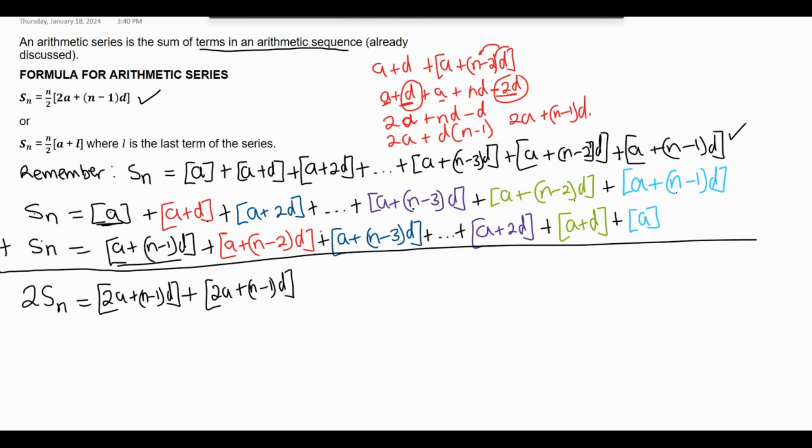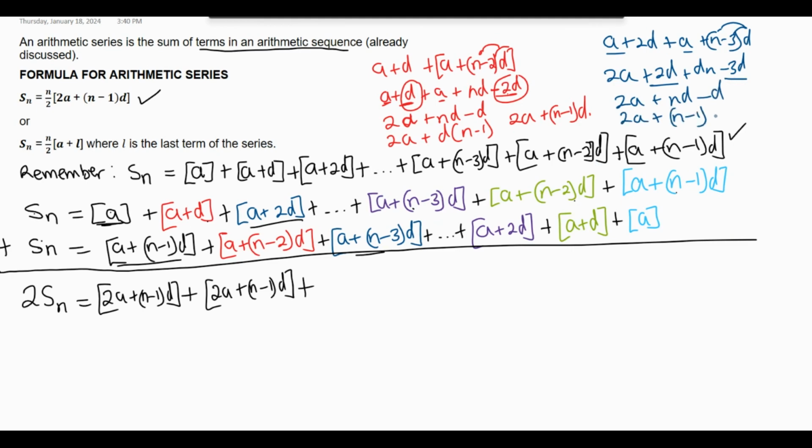Right, let's add the blue ones, this one and this one. A plus 2d, let me just write without brackets because it's just addition, plus a plus (n minus 3)d. A plus a is 2a, then plus 2d, plus nd minus 3d. 2d minus 3d is negative d, so it's 2a plus nd minus d, which is 2a plus (n minus 1)d. So you see that we're still getting 2a plus (n minus 1)d. Do you see that we're getting the same thing? It's always 2a plus (n minus 1)d, and it goes on like that.